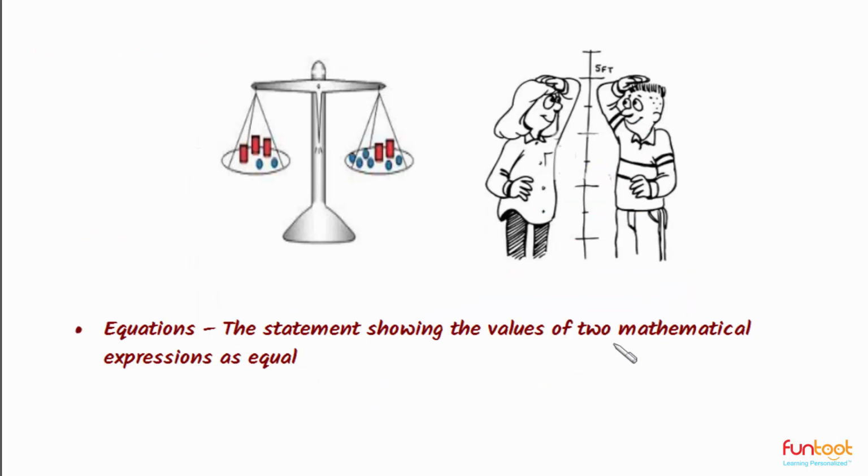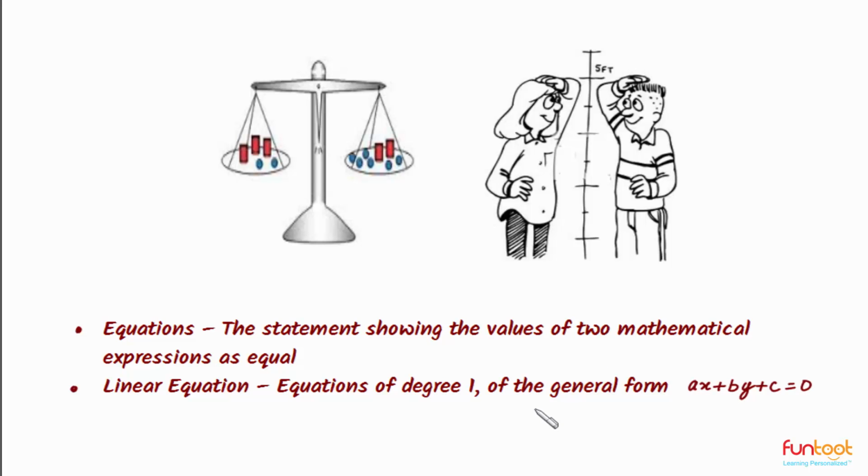In this video, we have learned what is the meaning of equation. It is a statement that shows values of two mathematical expressions as equal. Linear equation is equation of degree 1 and its general form is ax plus by plus c equal to 0. Graph of linear equation is a straight line.